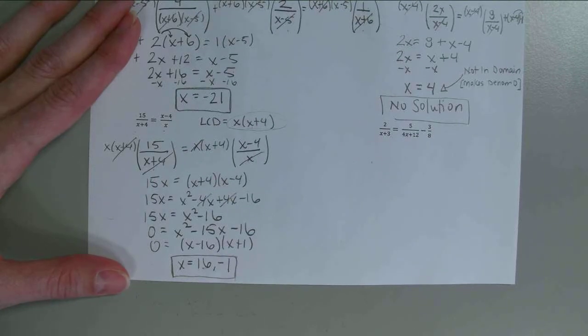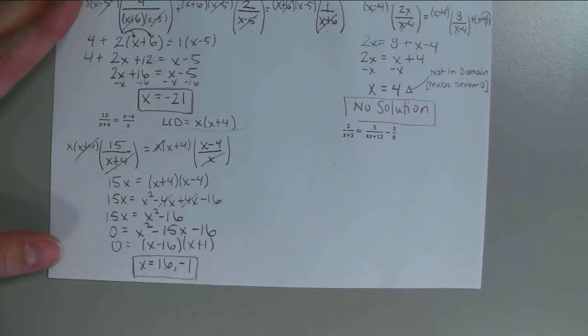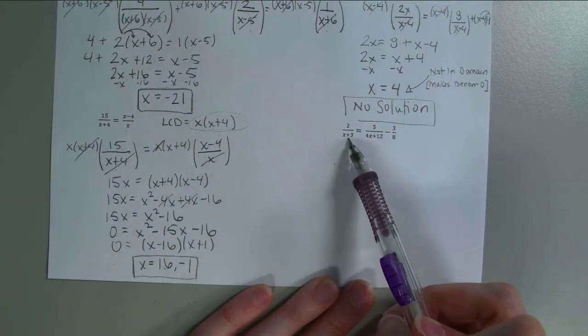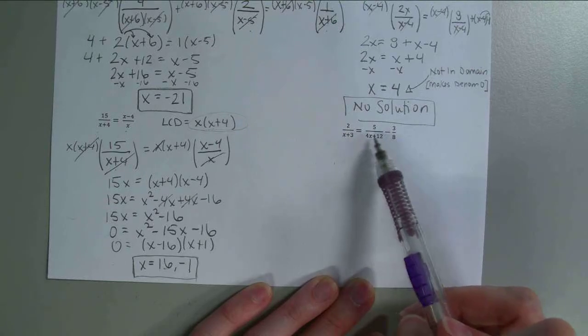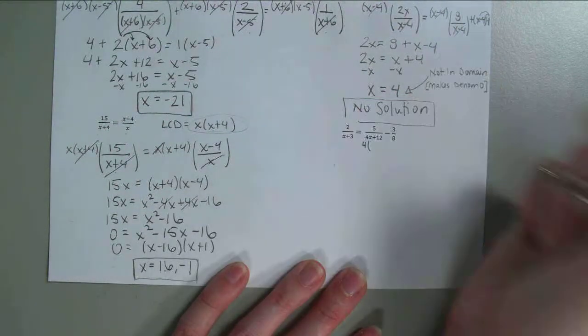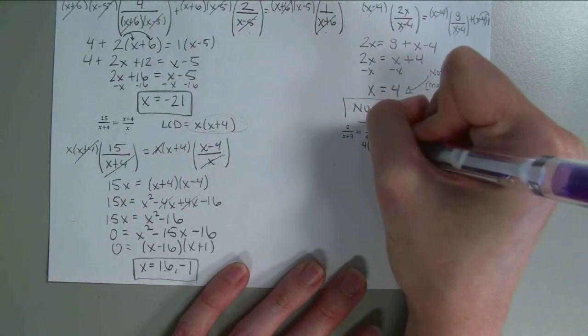All right, let's see if I can squeeze in this last one before the recording cancels on me. All right, before we find our LCD, we got to factor everything. X plus 3 is not going to factor, but what can we take out of 4x plus 12? A 4. And when you do that, what are you left with? X plus 3. Is that all right?